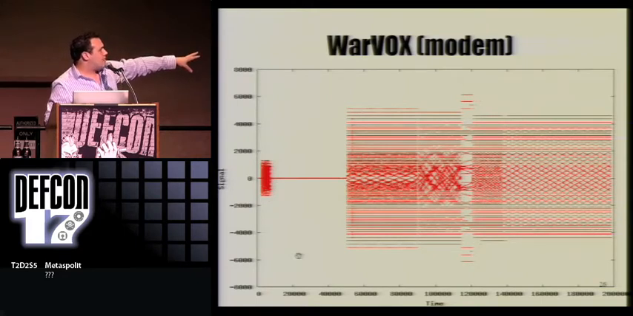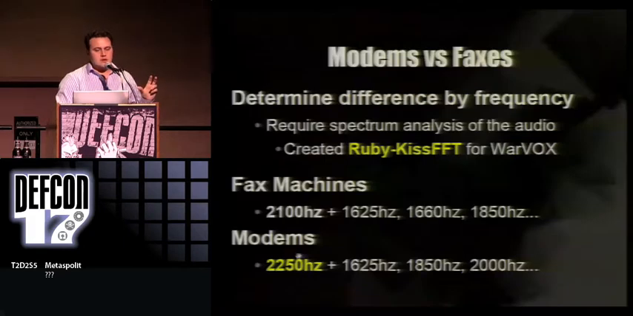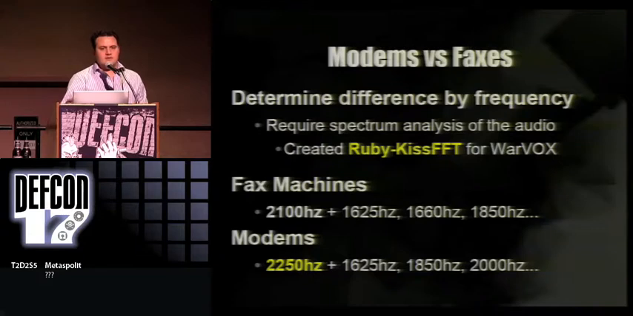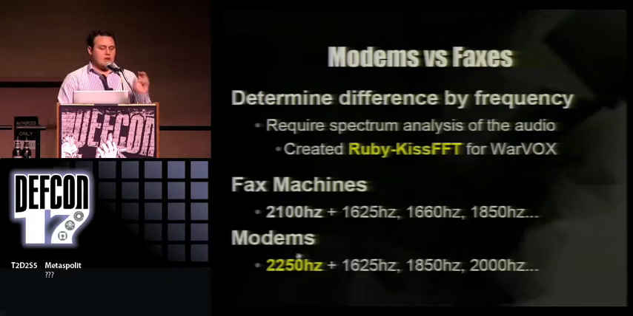Unfortunately, when you get down to the audio, the frequencies they use are really similar. They both have carrier frequencies. They all basically hover around 21 hertz for their peak frequency. So I ended up wrapping the KISS FFT library for doing FFTs in C, in Ruby, so I can crunch it. But basically, modems always have 2250 hertz, and nothing else does. So if you find more than about 1 second of 2250 hertz frequency anywhere in your entire audio sample, it's almost always a modem. And that's worked out almost perfectly. If it's anything else and has a lot of 2100 hertz, it's probably a fax, along with 1625, 1660, 1850, etc.